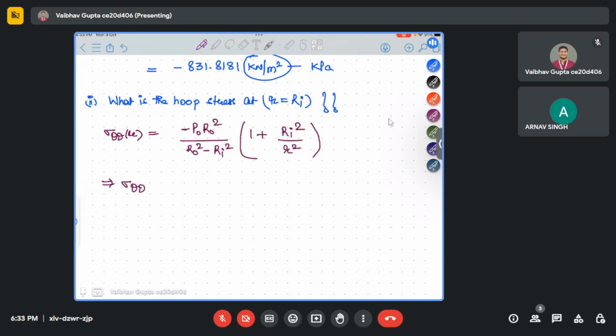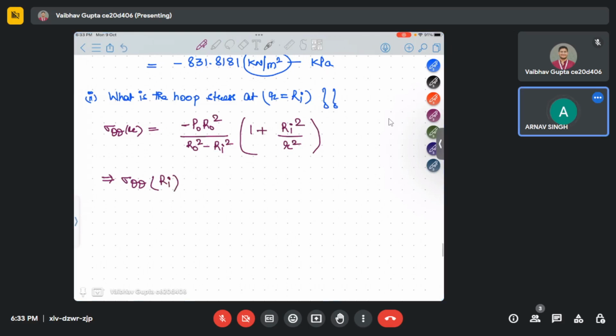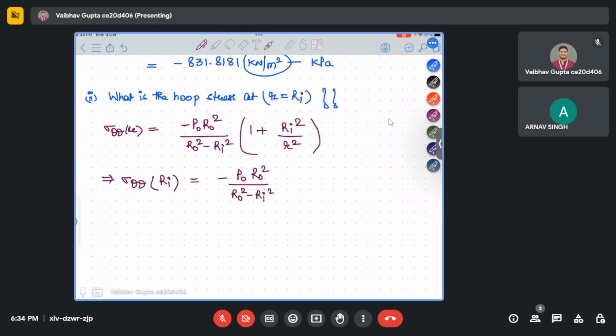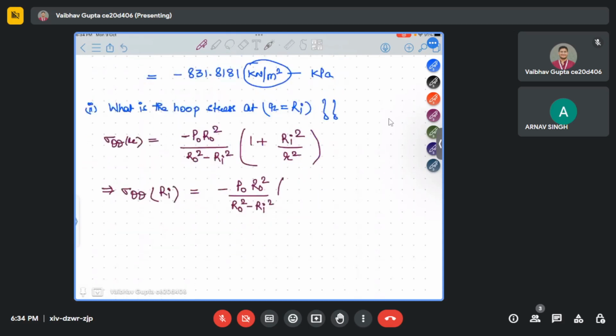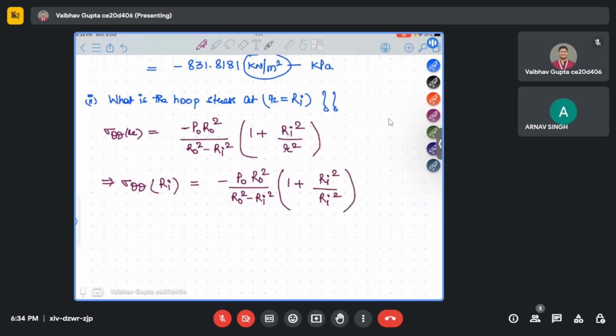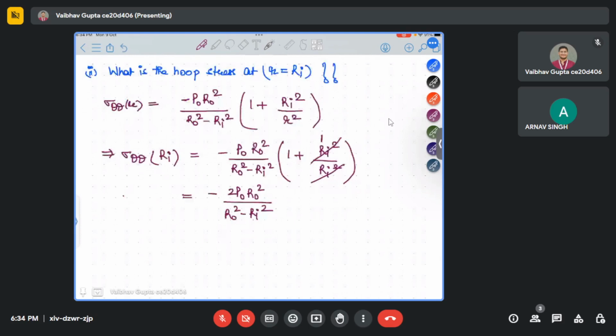Sigma theta theta at Ri equals minus P naught R naught square upon R naught square minus Ri square, times 1 plus Ri square upon Ri square. Okay, this will cut down. It will be 1. So it will become minus 2 P naught R naught square upon R naught square minus Ri square. Understood?